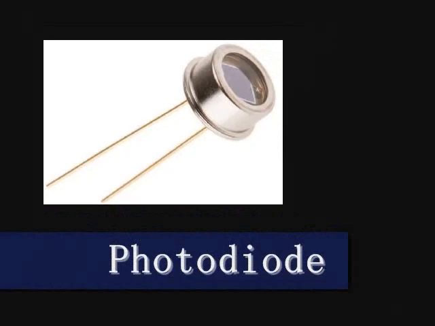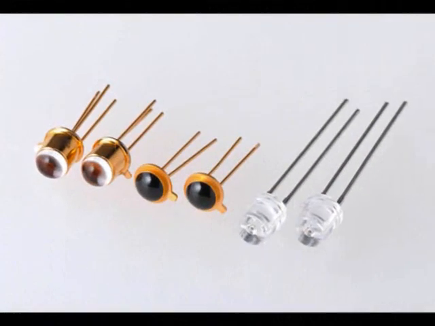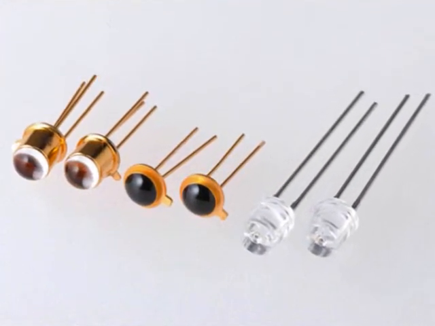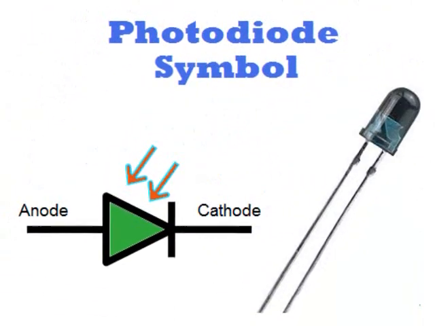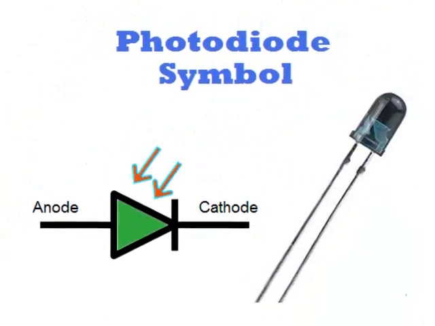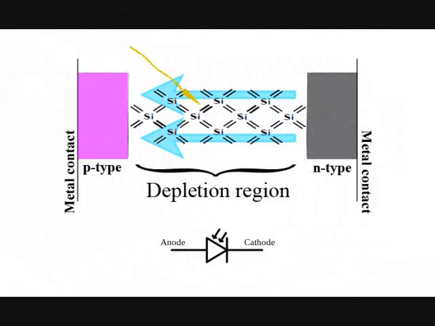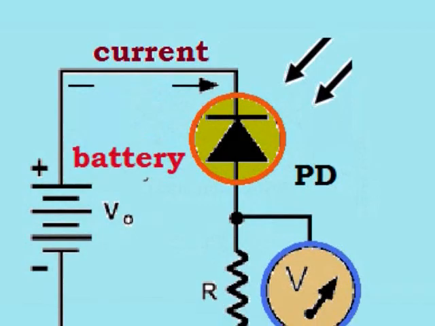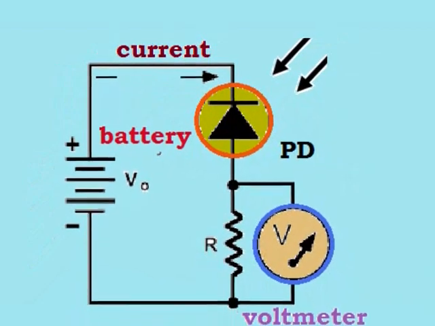Photodiode. This model is used for light detection. The function of these diodes is that due to light radiation, electrons and holes are created in them. This action creates a current in the circuit. In other words, it can be said that photodiodes have the opposite function of LEDs.